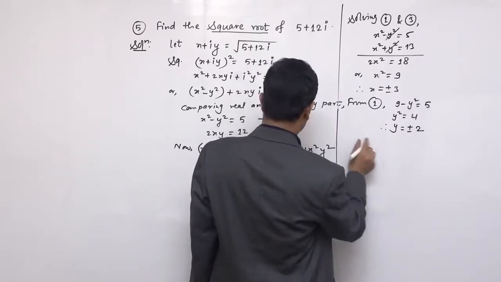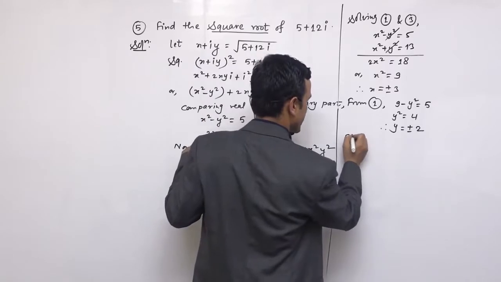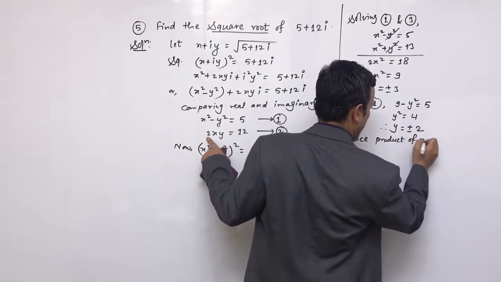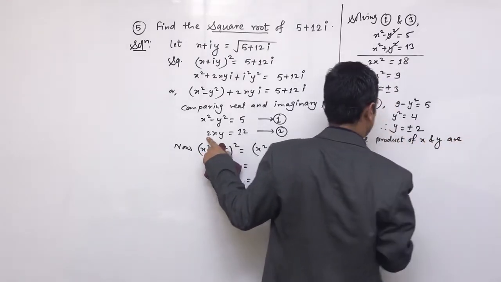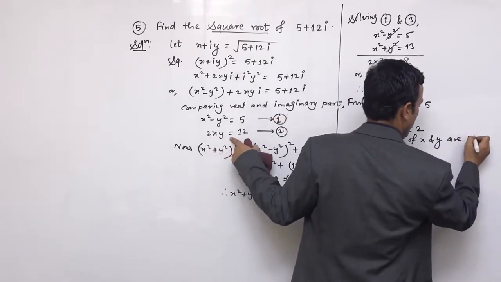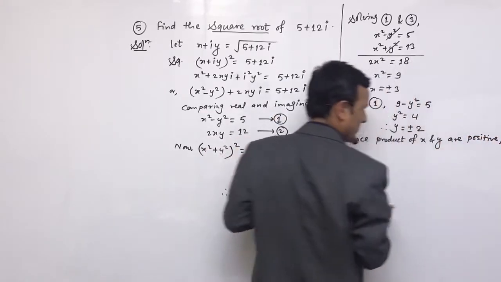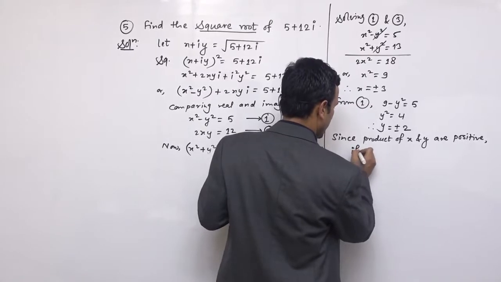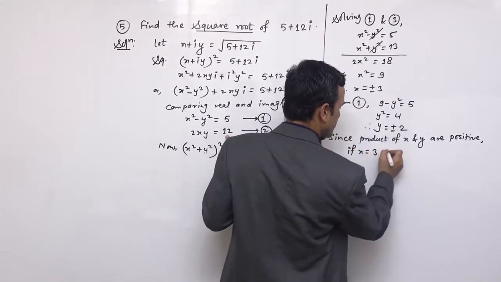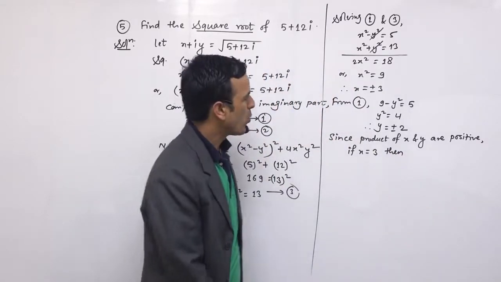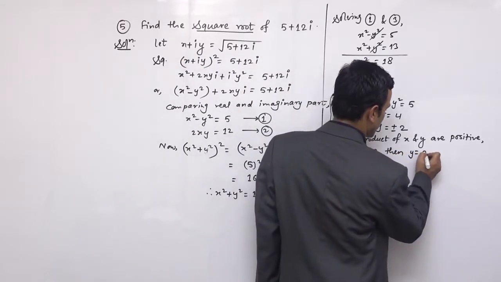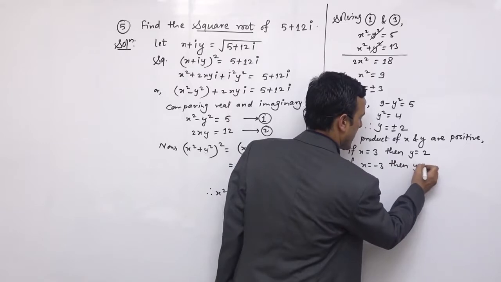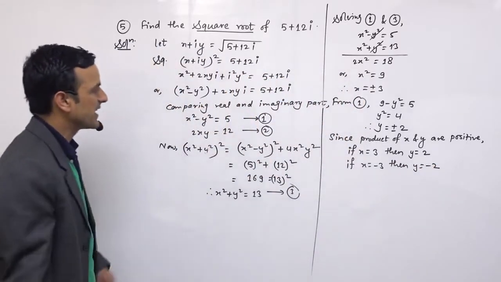So here from equation 2, since the product of x and y is positive, the product of x and y are positive. So if x is taken as positive, then y should also be taken positive. If x is taken negative, then y should also be taken as negative.